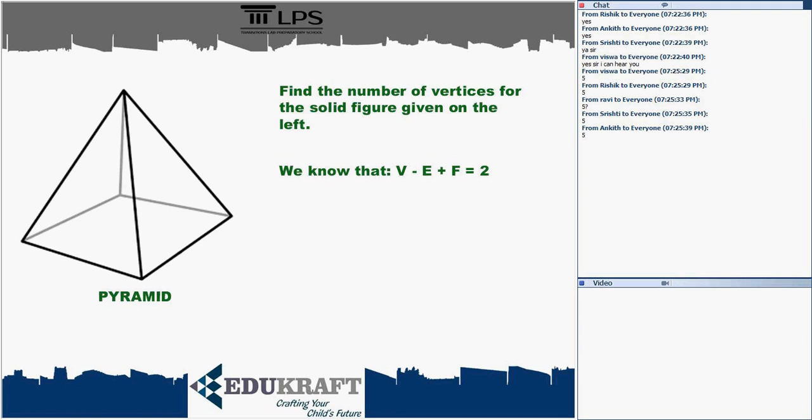Okay, we have 5. So what you see is that the vertices are 5. Vishwa was the first one to answer this question, followed by Rishik, and then very good. Keep it up.